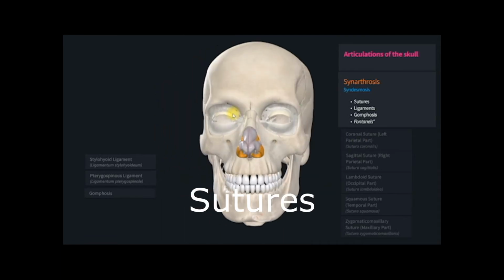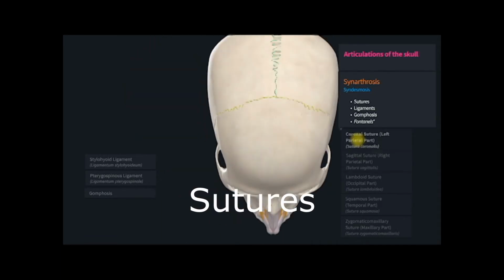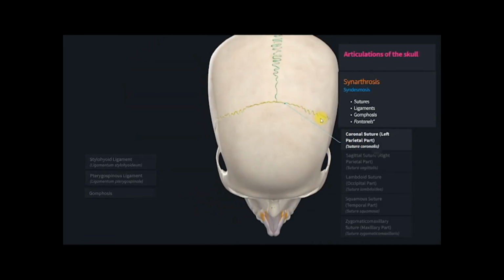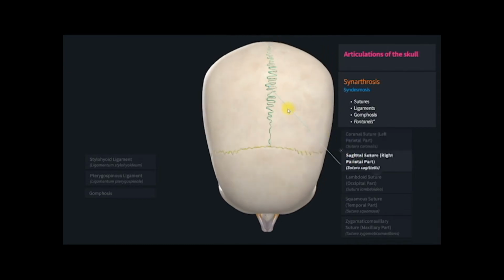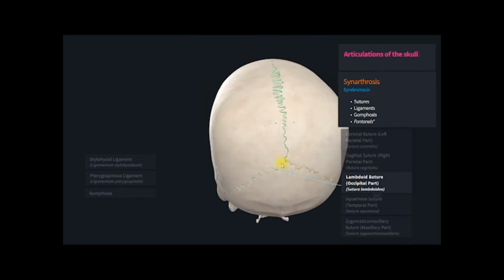They are classified into serrate sutures, such as the coronal suture between the frontal and parietal bones, named after the Roman Empire, which wore a crown. The second one is the sagittal suture between the two parietal bones, exactly in the sagittal plane, and the lambdoidal suture between the two parietal bones and the occipital bone, named after the Greek letter lambda from the Greek alphabet.